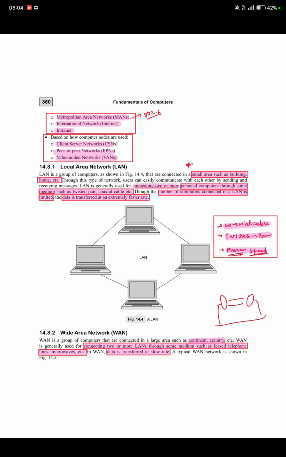Local area network covers small areas such as a building or home, connecting two or more personal computers through some medium such as twisted pair or coaxial cable. The number of computers connected in a LAN is limited, and data is transferred at an extremely fast rate. Wide area network covers a continent or country, connecting two or more LANs through some medium such as leased telephone lines or microwaves. In a WAN, data is transferred at a slow rate.